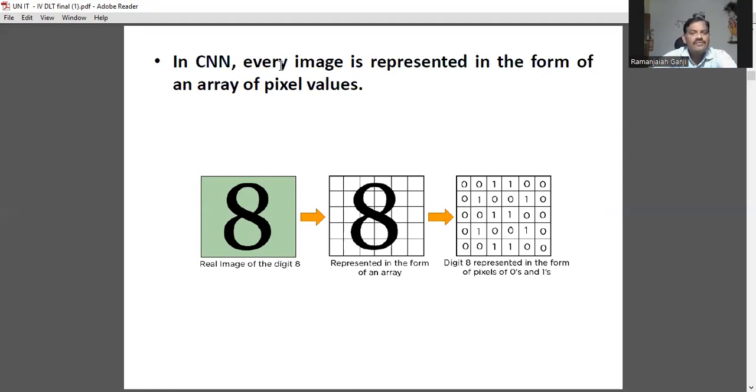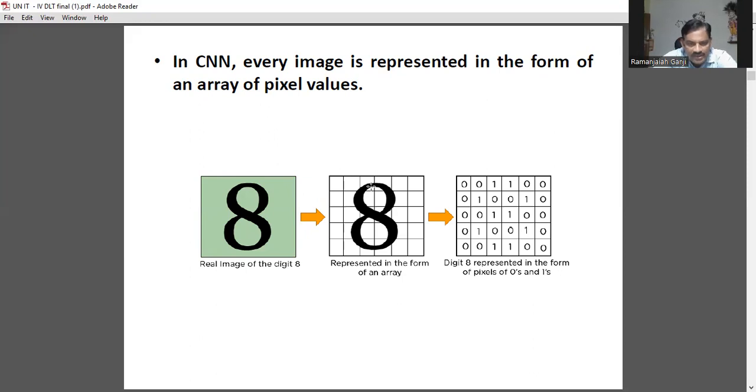In CNN, every image is represented in the form of an array of pixel values. Consider this is the real image of a digit called 8. If I represent that 8 in terms of a grid, this is a 6 by 5 grid represented in the form of an array. Here digit 8 is represented in the form of pixels, zeros and ones.